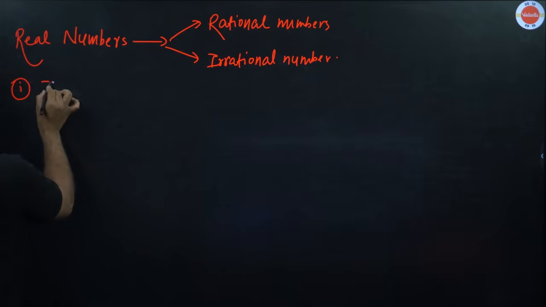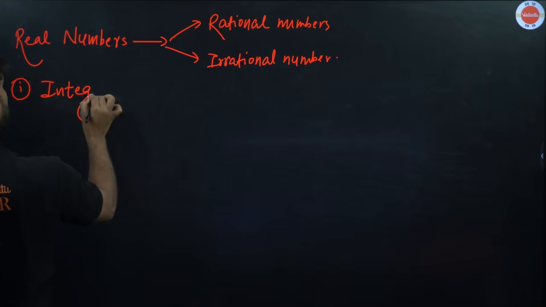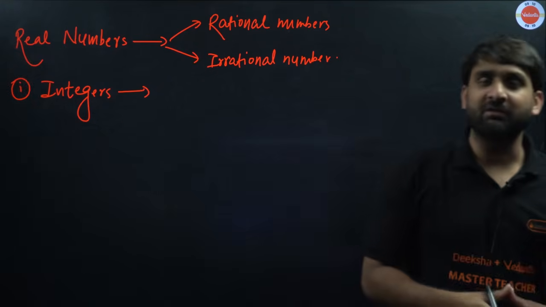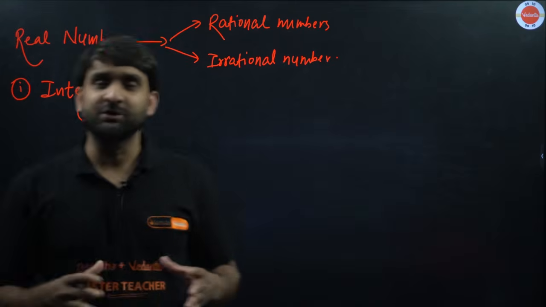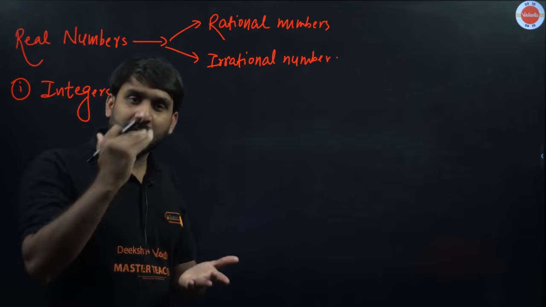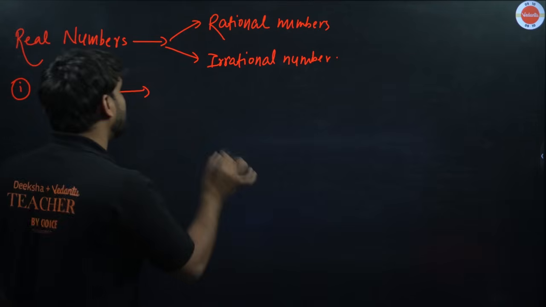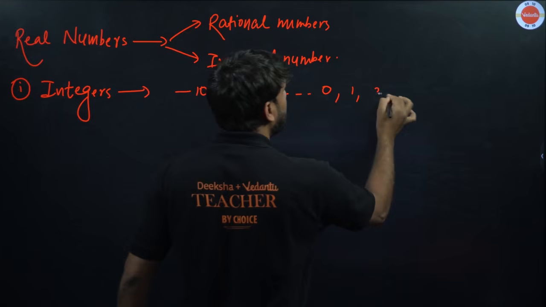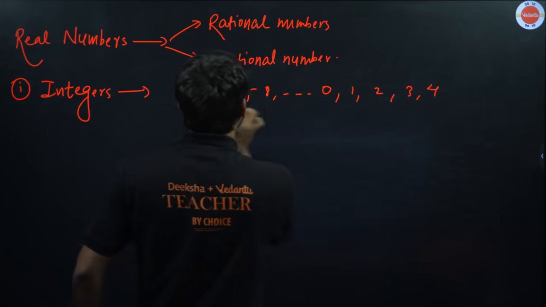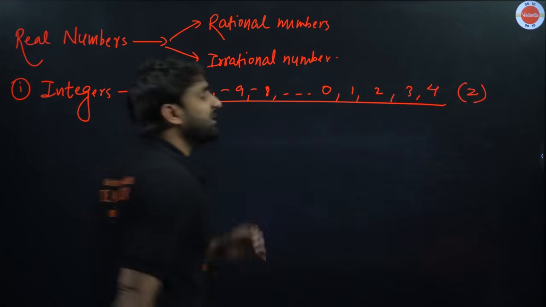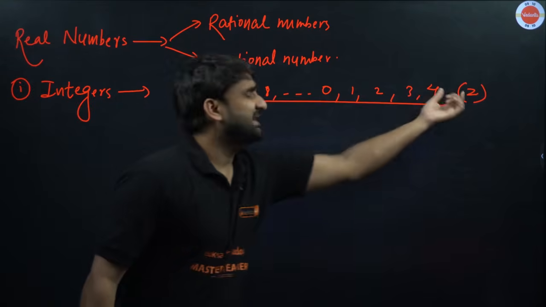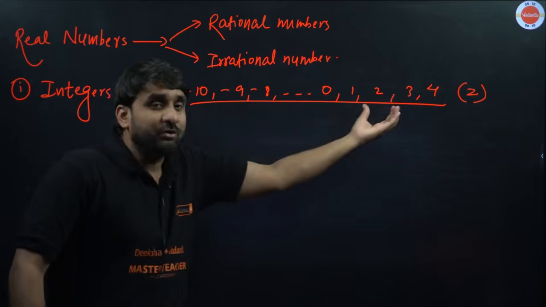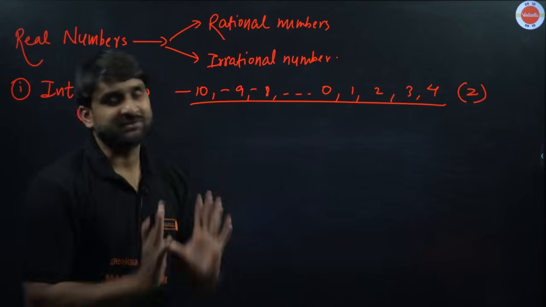First is, my dear champion, integers. What are called integers? All the negative and positive numbers including 0 are called integers. If I write here minus 10, minus 9, minus 8 and so on, 0, 1, 2, 3, 4, such numbers are called integers, and it is represented by capital Z. Capital Z is the symbolic representation of integers. So the combination of negative, positive including 0, such numbers are called integers.